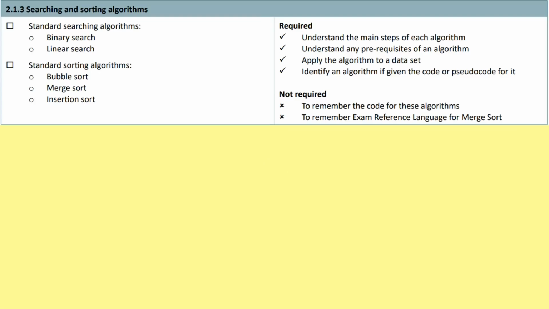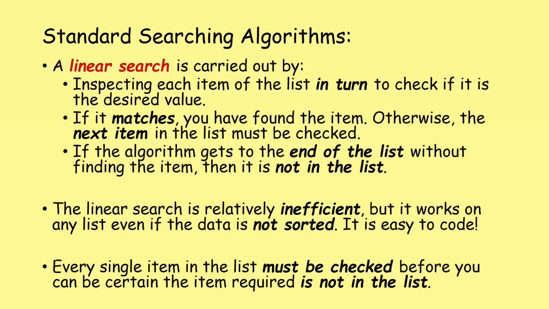The next section is 2.1.3, Searching and Sorting Algorithms. So, starting with standard searching algorithms, we will begin with a linear search. A linear search is carried out by inspecting each item of the list in turn to check if it's the desired value. If it matches, you have found the item. Otherwise, the next item in the list must be checked.